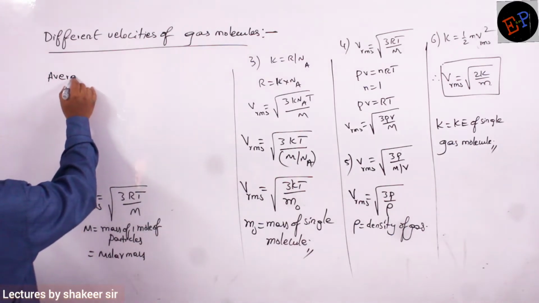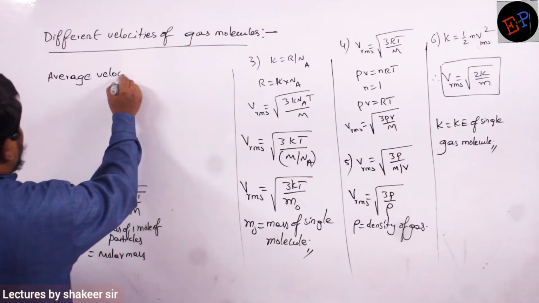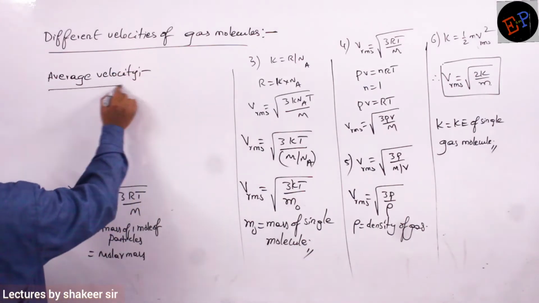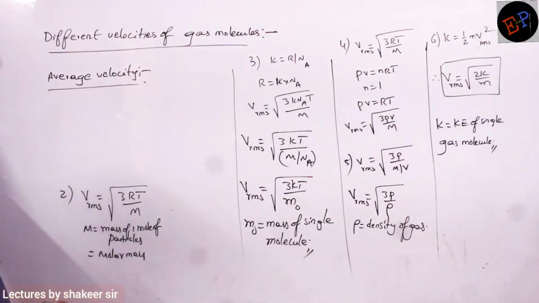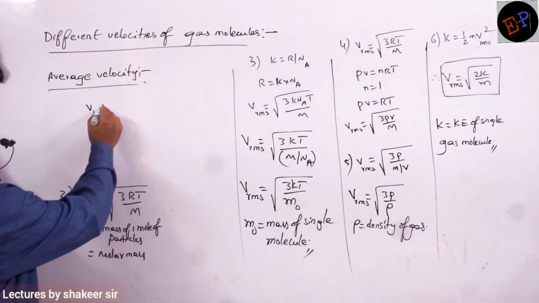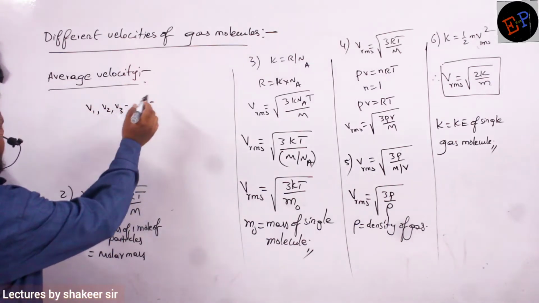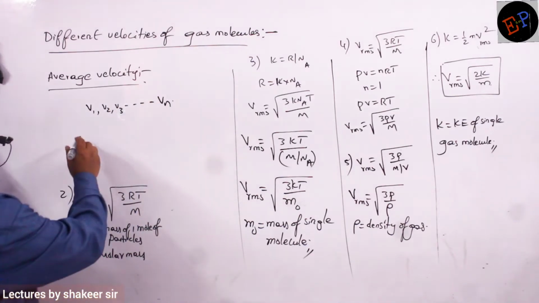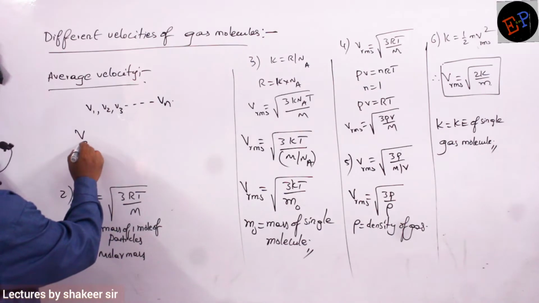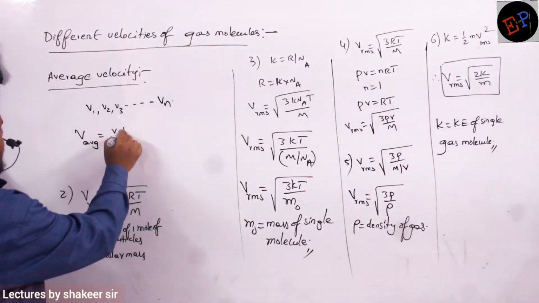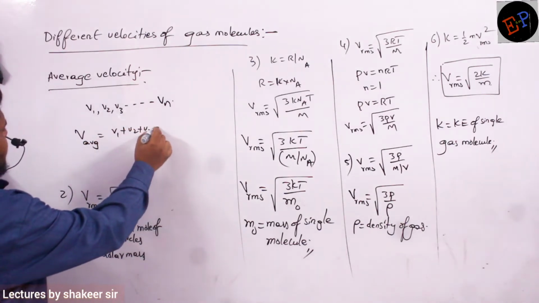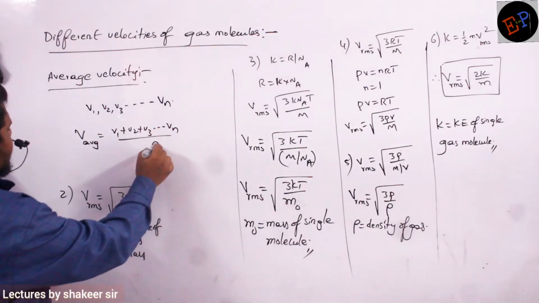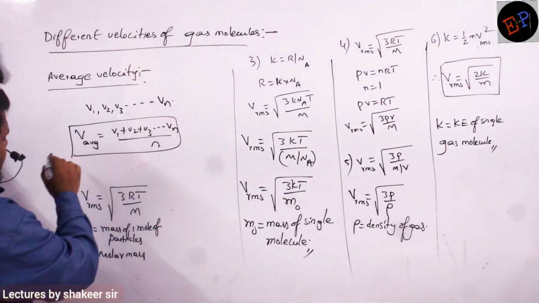So average velocity. First of all, let us see what is the meaning of average velocity. For example, if I have v1, v2, v3 and it goes on up to vn, so n velocities are present. Therefore, how can I calculate the average? Average is equal to v1 plus v2 plus v3 up to vn divided by n. This is how I can calculate average velocity.